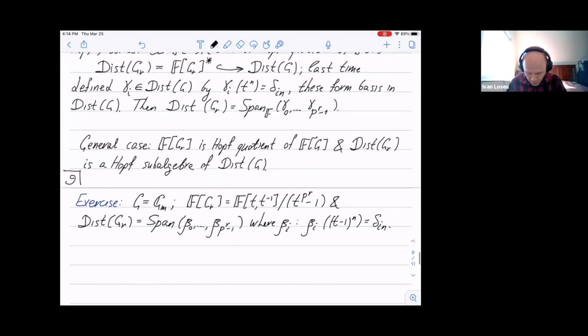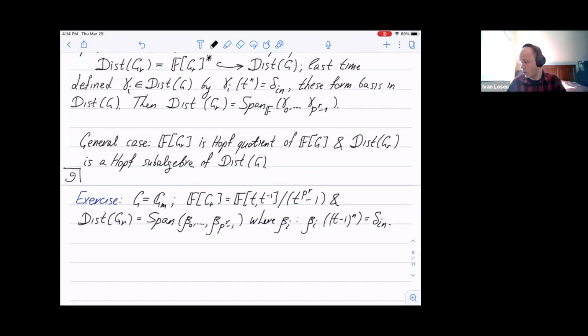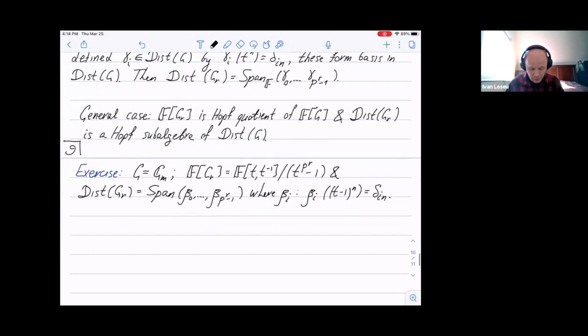What we care about is the case when our group is semi-simple, and for simplicity, we also impose the condition that it's simply connected. So for G semi-simple and simply connected, we have the following proposition.